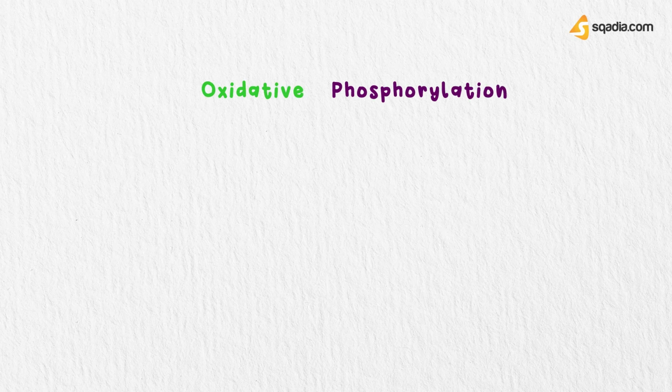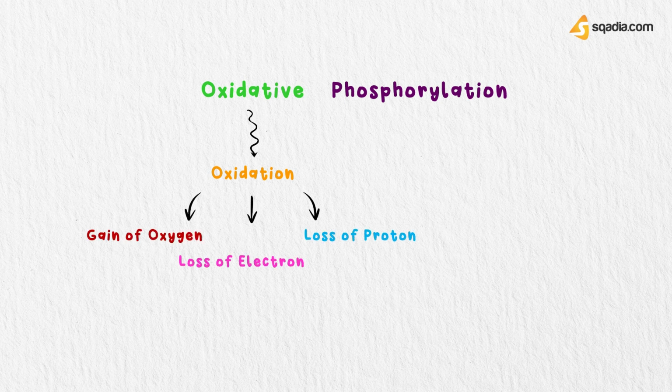Oxidative phosphorylation. What does it mean? Let us break down these words first. Oxidative means produced by oxidation. And what is oxidation? It is either gain of oxygen, loss of electron, or loss of proton. Phosphorylation means addition of phosphoryl group.